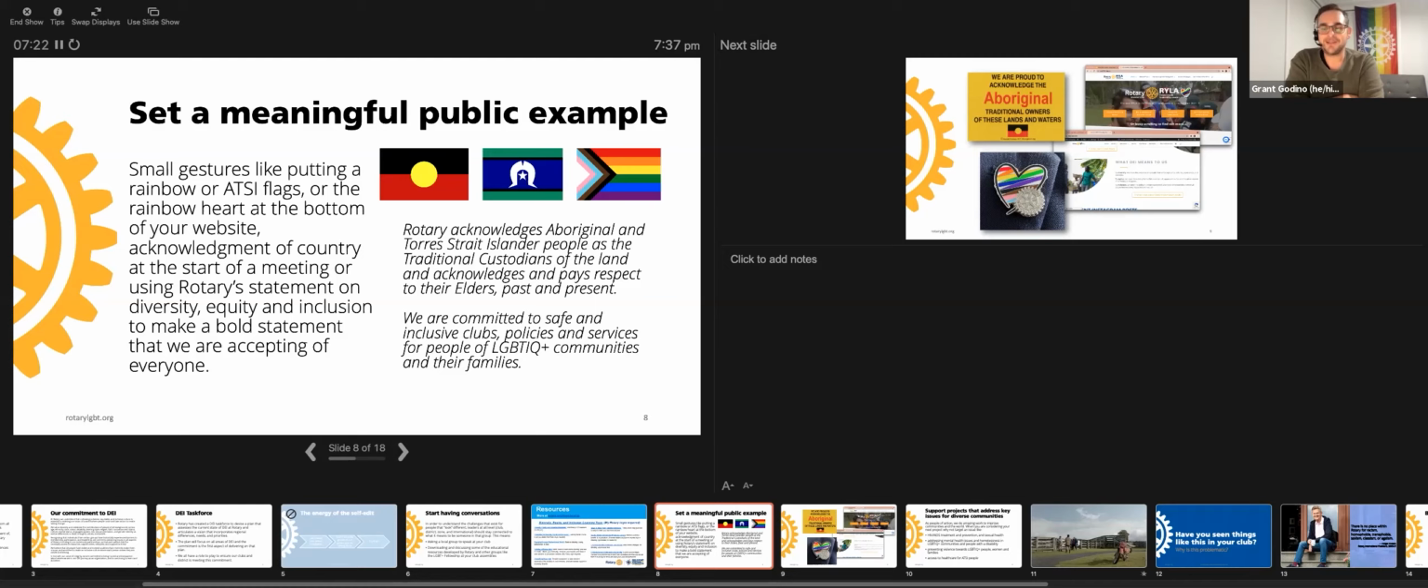Even if you're not trying to attract an Aboriginal person, or even if you're not trying to attract a person that identifies as LGBTIQ+, that little public example will say to everyone, hey, we're open and we're willing to let people that look different to us into our club, even if that isn't the group you're targeting, and even if that isn't necessarily a group of people that you have in your club. Just doing those little things means that you've set an example. You're saying that we're welcoming, we accept people that are different in our club.